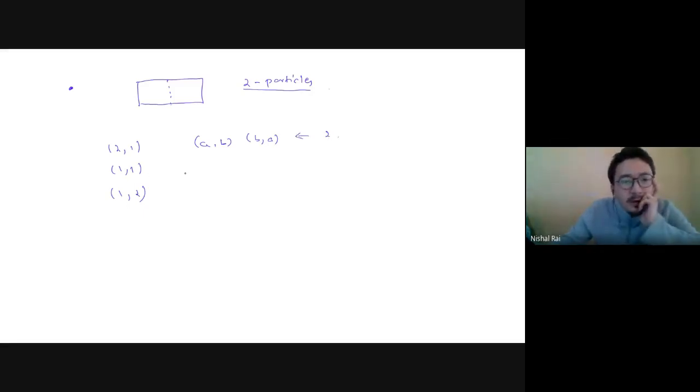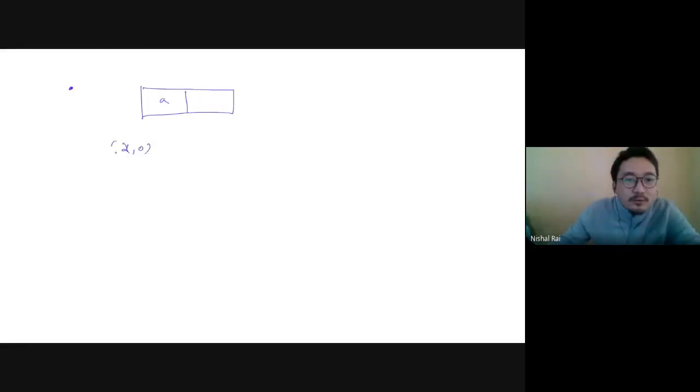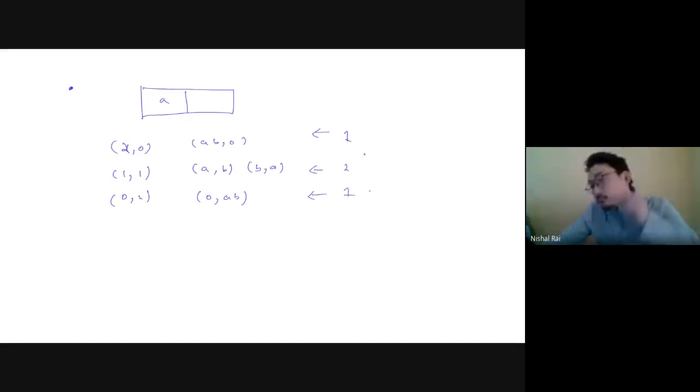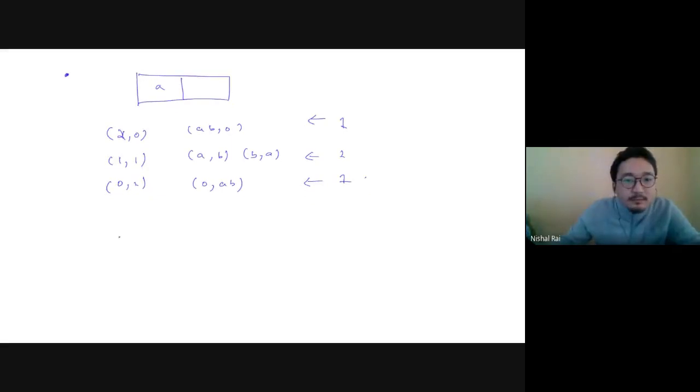For this one, how many microstates do we have? Just AB. We are doing it for 3 particles, sorry, 2 particles, 2 boxes. We can either have 2-0, 1-1, or 0-2. From 2-0, we can have just AB and 0. For this one, we can have either AB or BA. And for the final one, 0 and AB. So the number of microstates here is 1, here is 2, and here is 1. So let's consider this distribution. Clear?